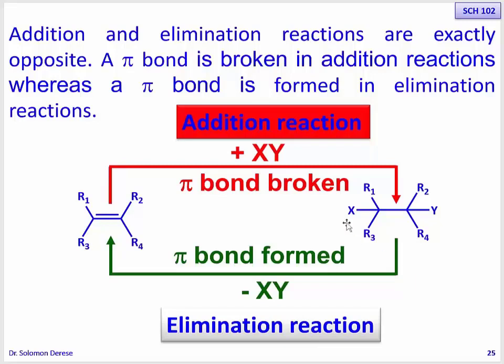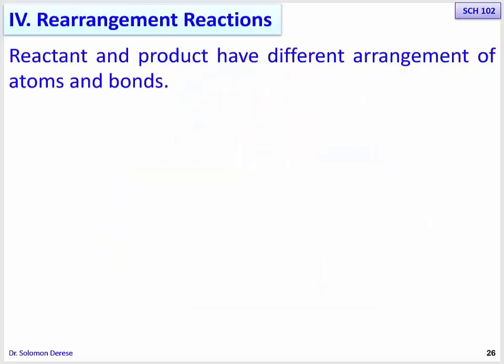So you eliminate X and Y. When X and Y are eliminated, a double bond will be formed. During the course of this reaction, a pi bond is formed and X and Y are eliminated. The bonds between this carbon and X, and this carbon and Y, these two sigma bonds, are broken and you have a pi bond formed. The last reaction is the rearrangement reaction.